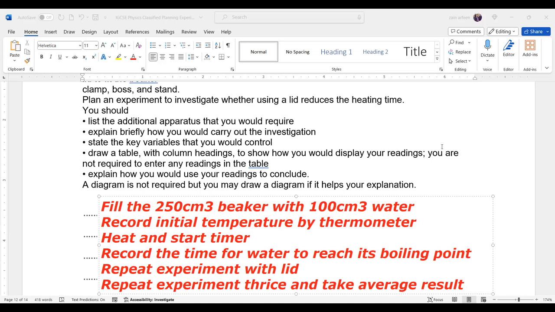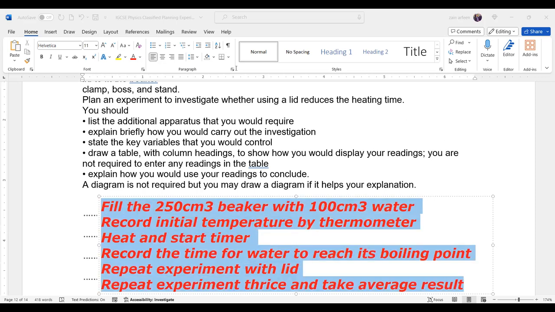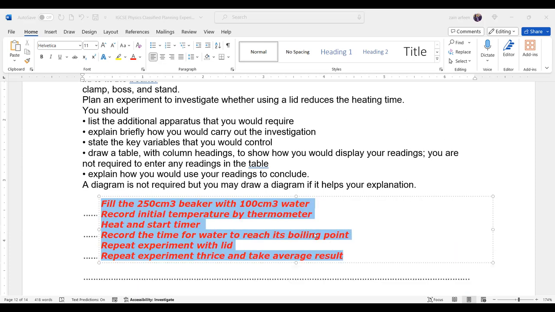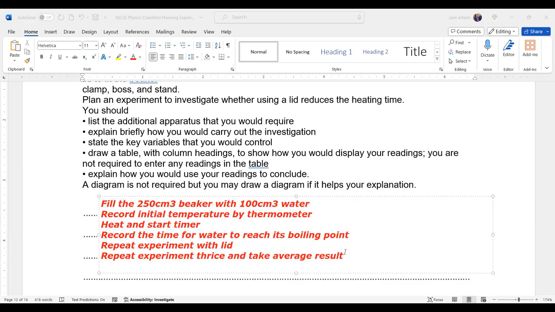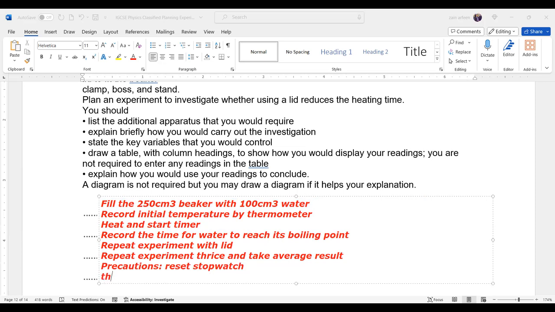And whenever you're doing this experiment, because you want to measure the temperature of the water, the precaution which you should take is that the thermometer should not touch the base or the walls of the container. That is one precaution for this experiment. So with a procedure, better write the precautionary measures you will take. The precautions which we will take: reset stopwatch, the thermometer should not touch the base or the walls of the container, and avoid parallax error, look perpendicular. So these are the precautionary measures always mentioned.